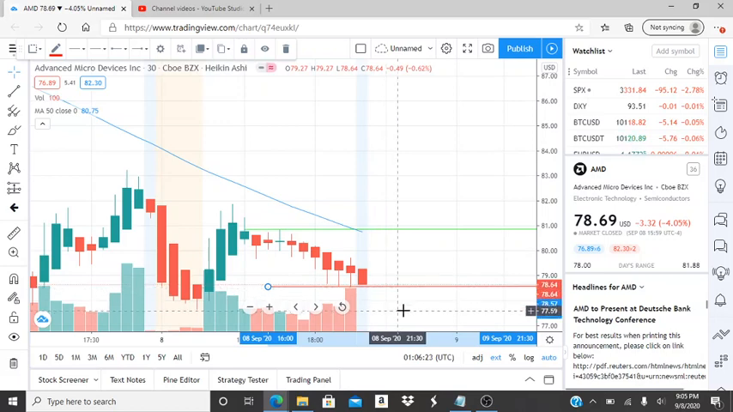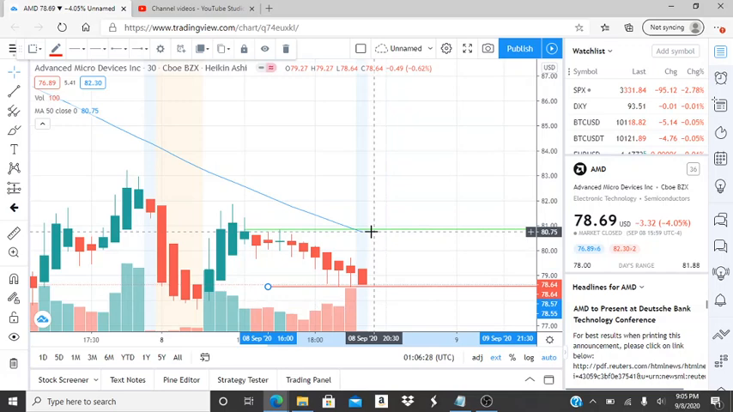If the bears continue to bring this down further away from the 50-day moving average, they're going to continue to maintain control. And the 50-day moving average is 80.75. I'd write that down as well. As long as it stays below 80.75, bears are in control.